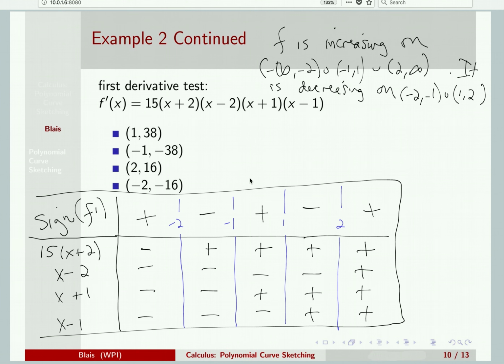Note that we also now can identify our extrema. So our local max values, those happen when we go from a positive derivative at a critical point to a negative derivative. So the function's increasing to the left of negative 2, and then it's decreasing after. So we have a local maximum when x is minus 2. And then we have the same kind of behavior here at x equals 1.